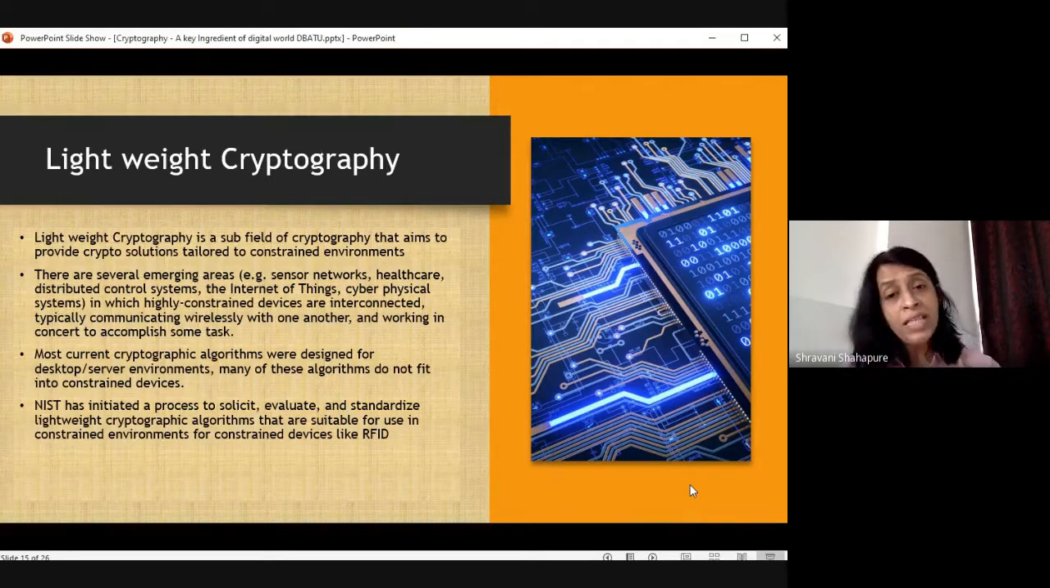So NIST launched a similar competition to what they did for the AES. They launched the lightweight cryptographic challenge, I think 2-3 years back. They are now in the second stage of finalizing the ciphers.